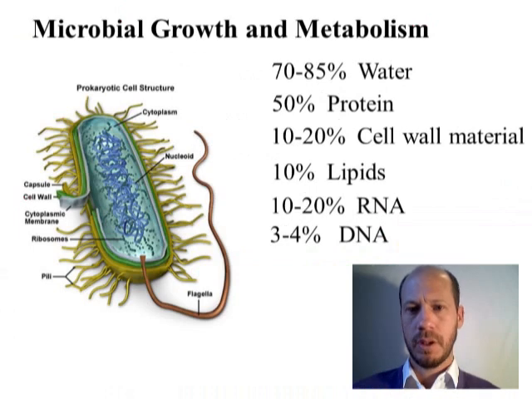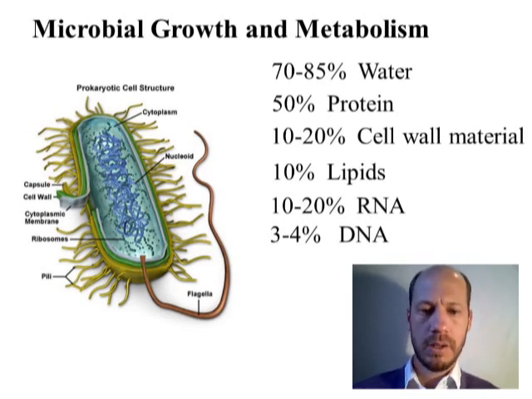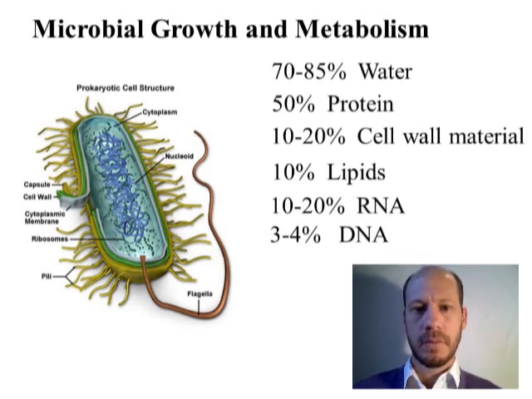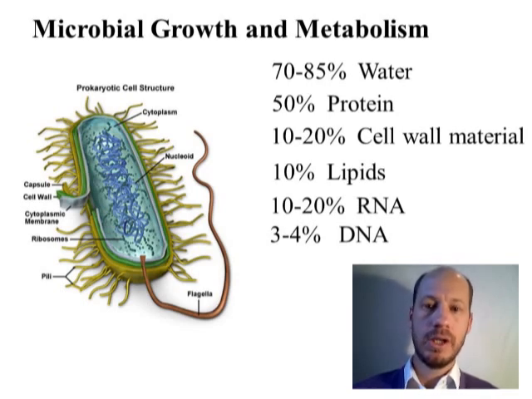First of all, let's talk about what the constituents of a microbial cell are. Most of the microbial cell matter is water, as you would imagine. But in the dry weight, 50% would be protein, 10 to 20% will be cell wall materials, 10% will be lipids, 10 to 20% could be RNA, and only 3 to 4% will be DNA.